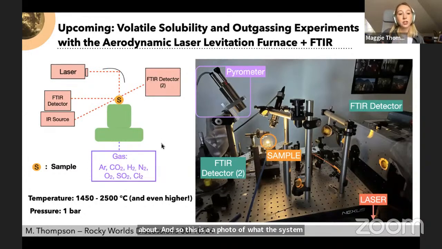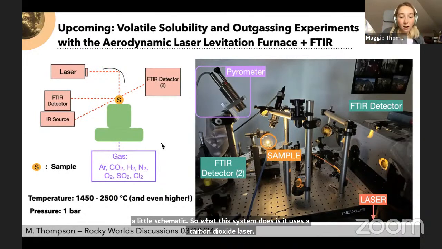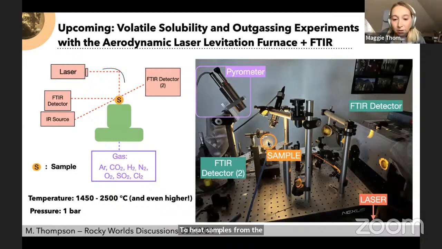So what this system does is it uses a carbon dioxide laser to heat samples from the top down. So it's going to heat your sample that you see circled here in orange. This can reach extremely high temperatures. So as opposed to the system that I was working with for the hydrogen solubility study, where you can't go up much higher than 1600 degrees, that does limit you, especially if you're trying to think about different melt compositions, such as more primitive early Earth mantle-like compositions like peridotite. It causes limitations. So this system alleviates that. It allows you to go to 2500 degrees Celsius or even higher.